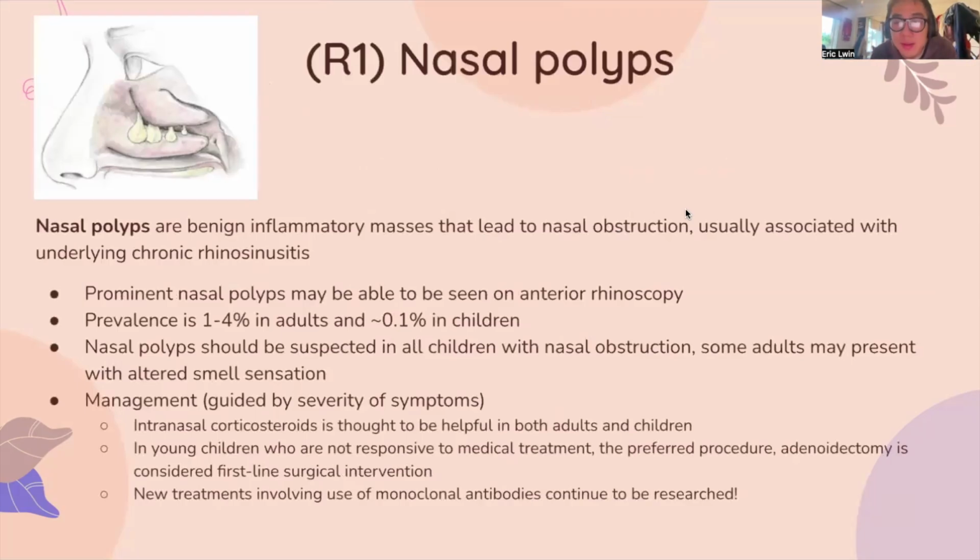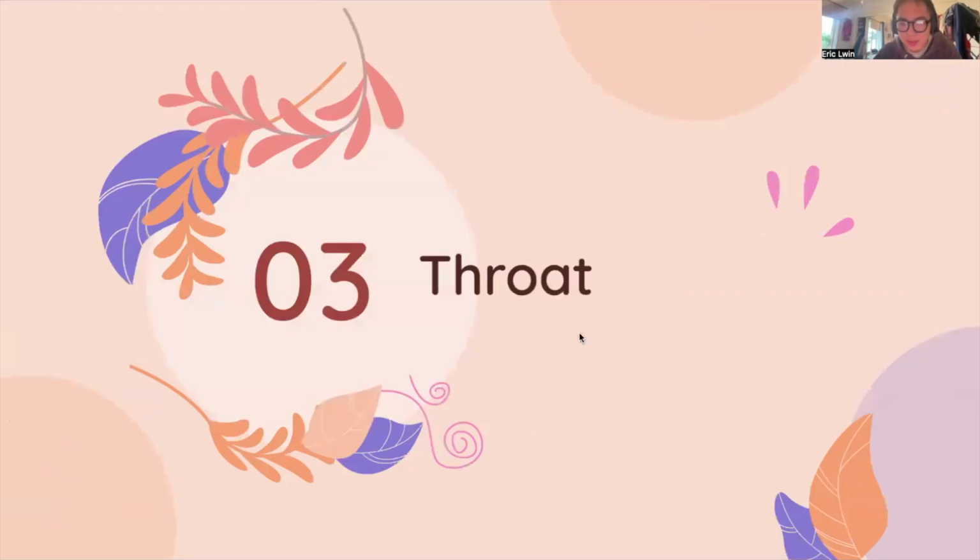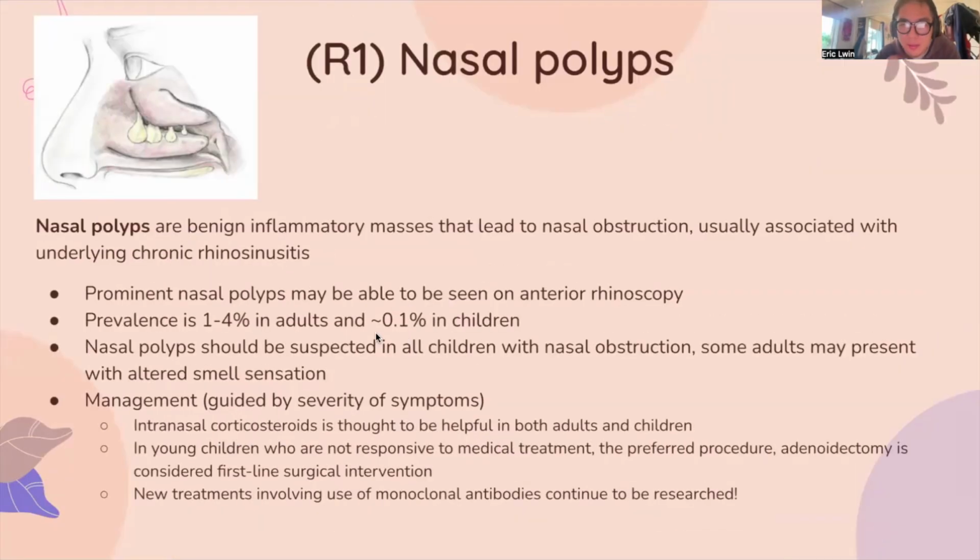I believe one of the last nasal conditions is nasal polyps, which is a benign inflammatory mass that can lead to nasal obstruction and is usually associated with underlying chronic rhinosinusitis. Prominent nasal polyps may be able to be seen on anterior rhinoscopy. I believe I have a picture of it. Oh no, I don't. On the next page. Okay. But basically you can just see it looking into the nose that there will be some sort of polyp or mass that's obstructing the nose.